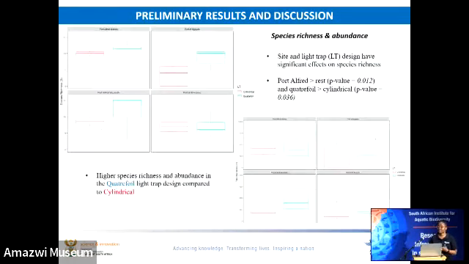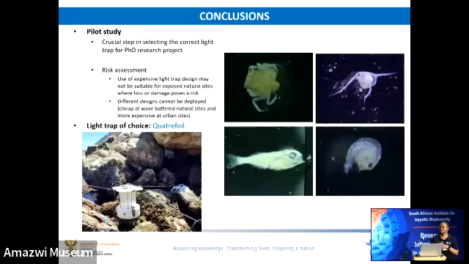I also looked at species abundance and richness, and I found significant differences. We found that the quatrefoil again had higher species richness and abundance. When you're looking at species richness and abundance, the quatrefoil was performing way better compared to the cylindrical. And we found that in the small harbor, Port Alfred Marina, it had higher species richness compared to all the other sites. So what does this mean?